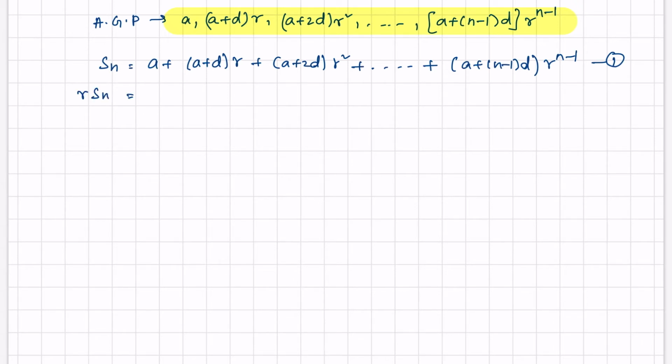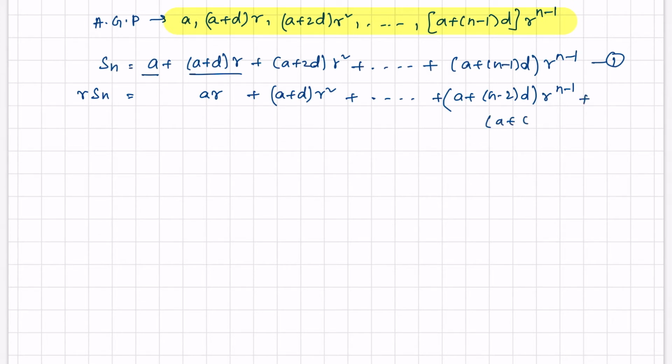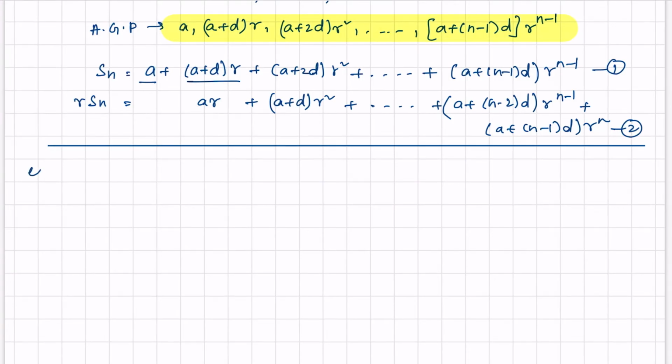Sn equals a into r plus a plus d into r square and so on, plus a plus n minus 2 into d into r power n minus 1 plus a plus n minus 1 into d into r power n. Now this is equation 2. Now subtract equation 2 from equation 1.